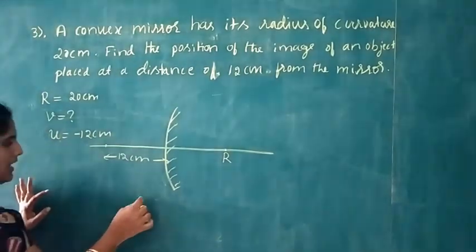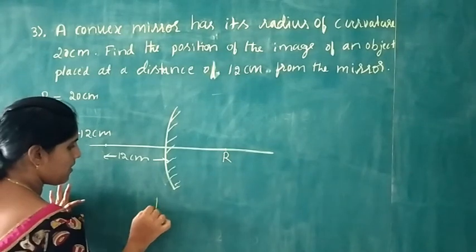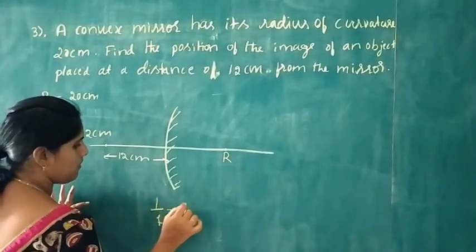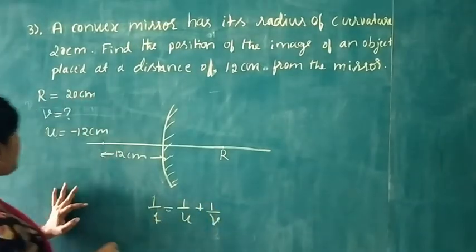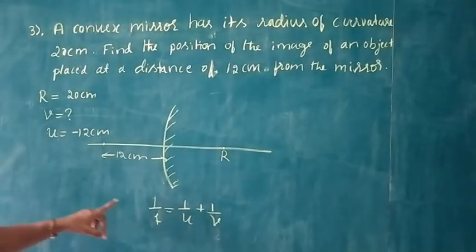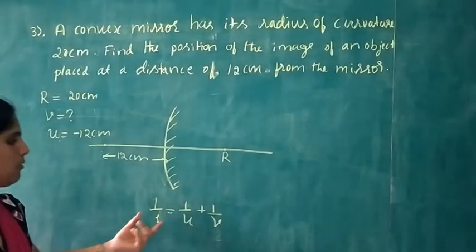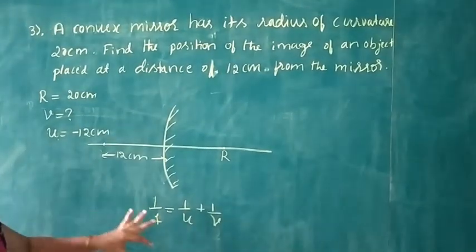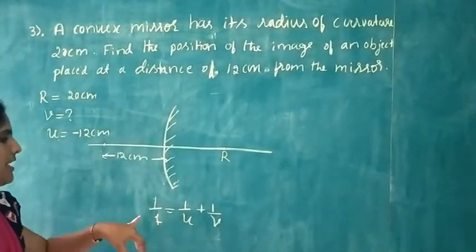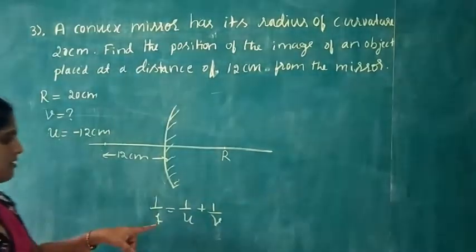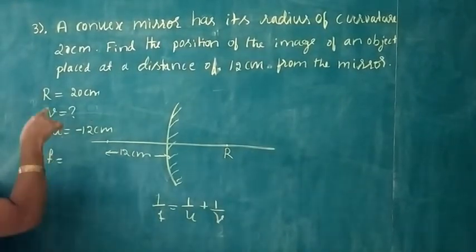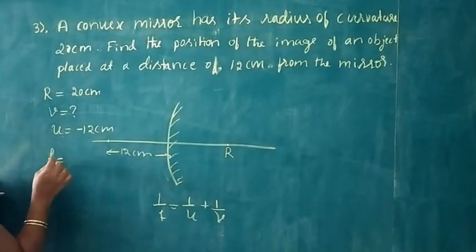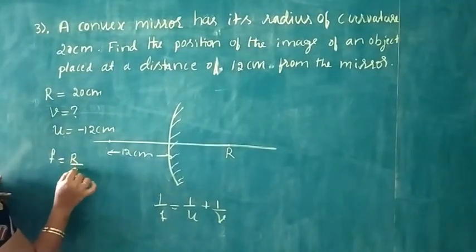Now we calculate v. We know the mirror formula: 1 by f is equal to 1 by u plus 1 by v. But to calculate v, there are two unknown quantities, that is f and v. So now we calculate f. What is the relation between focal length and radius of curvature? That is f is equal to R by 2.